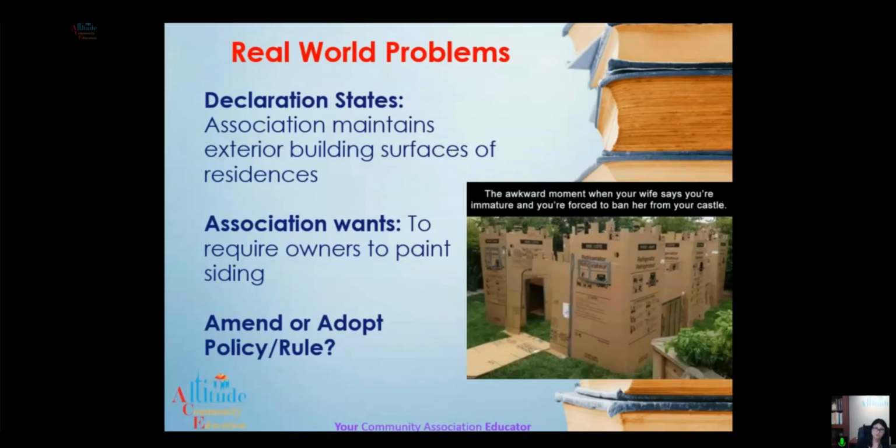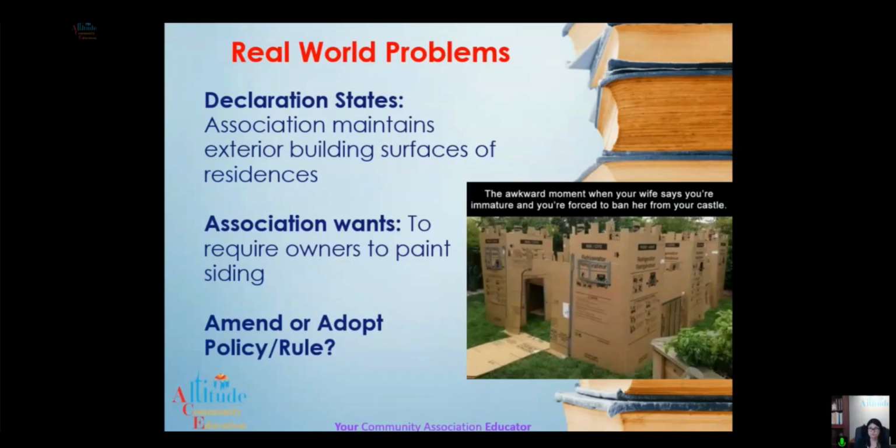So, association maintains exterior building surfaces of the residences, and the association wants to require owners to paint the siding. Is that something that they can do through a rule, or do they need to amend their declaration?